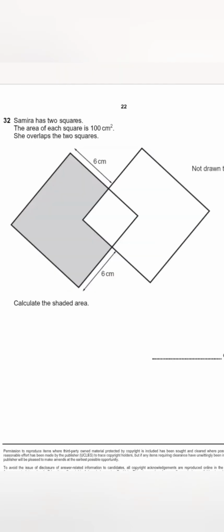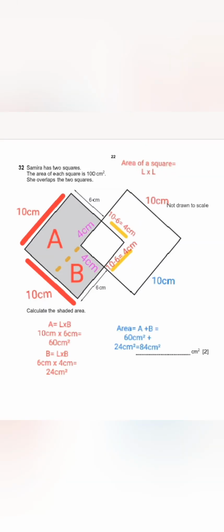Here we're given two squares. We're told the area is 100 centimeters square and it is overlapped. Now we're told to find the area of the shaded parts. I have a solution, but I'd like to explain it so you understand how I arrive at the answer. It's important to note here that the area of a square is length times length. Now, if the area is 100 centimeters square, it means that one of its lengths is 10 centimeters. So we have 6 centimeters away from 10 centimeters, which means the other part is 4 centimeters.